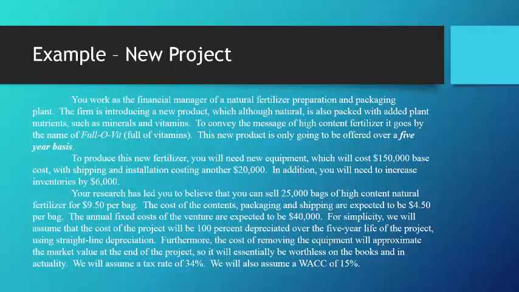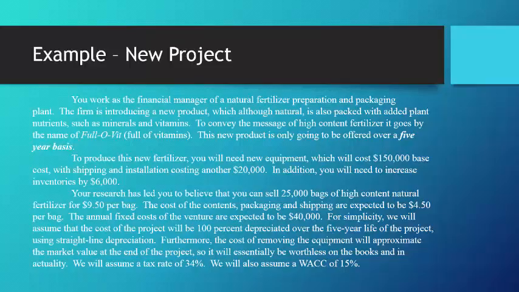To produce this new fertilizer, you will need new equipment, which will cost $150,000 base cost. The shipping and installation will be $20,000. In addition, you'll need to increase inventories by $6,000. Of course, it's inventories of, well, crap, because it's natural fertilizer. Your research has led you to believe that you can sell 25,000 bags of high-content natural fertilizer for $9.50 per bag. The cost of the contents, packaging, and shipping are expected to be $4.50 per bag. The annual fixed costs of the venture are expected to be $40,000.